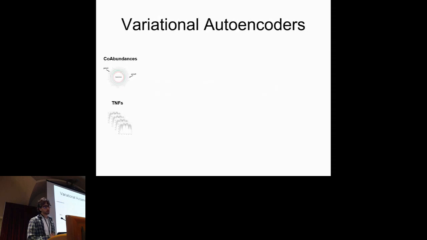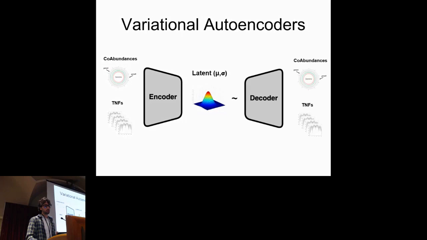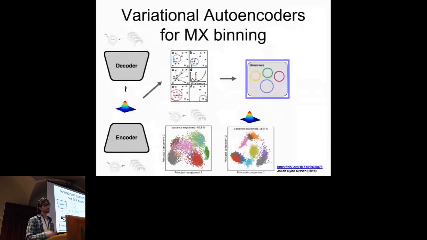The process we use here is to take these contig features, the coabundances along samples and the tetranucleotide frequencies, and use an encoder to learn these features and project them into a latent space. I want you to think of this latent space as continuous, Gaussian distributed, meaningful, and clusterable. Now we have a decoder that samples from this latent space and aims to reconstruct the input. The idea is that since the decoder reconstructs the input only from the latent space, it should contain the essential information from the input data. And that's how it works for metagenomics binning.